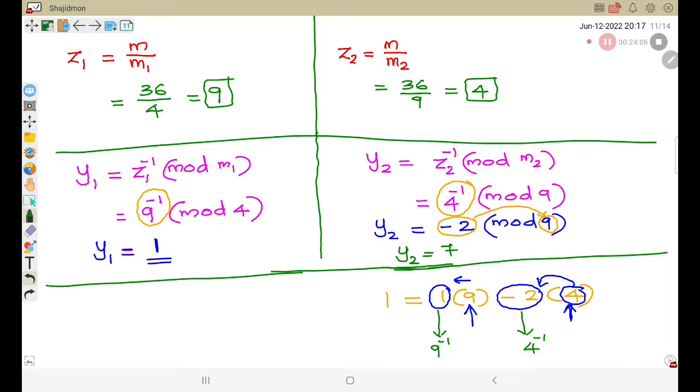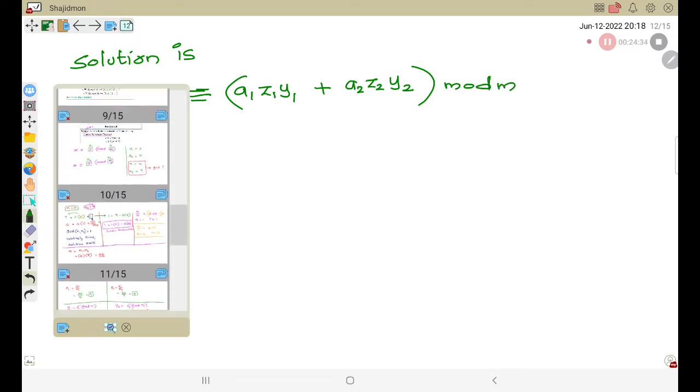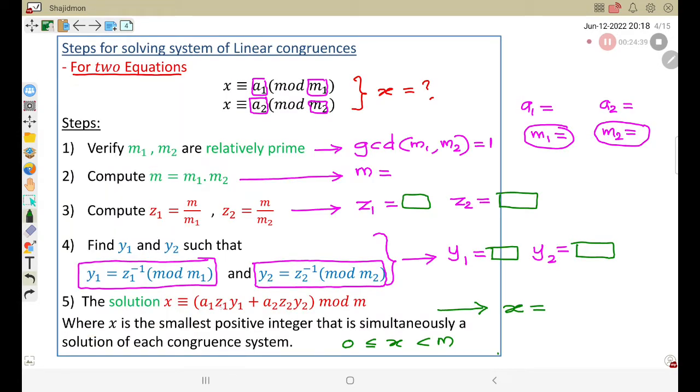Now we are going to find the solution, the last step. What was the rule in the Chinese remainder theorem? X congruent to A1 Z1 Y1 plus A2 Z2 Y2, mod M. You remember this rule I explained step by step here. The same idea we are using. See, A1 Z1 Y1 plus A2 Z2 Y2 mod M. This is the solution, X congruent to.